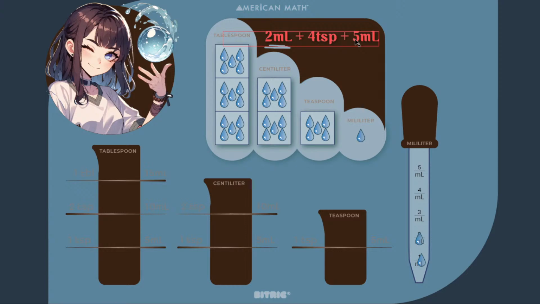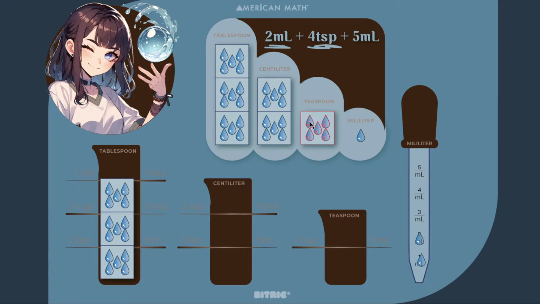But first, we can take a little shortcut, okay? Because we know there's 3 teaspoons in a tablespoon, and here we have 4. So what we can do is go over, drag in our tablespoon beaker. We have 1 tablespoon, which is 3 teaspoons, and then just drag in 1 more teaspoon in the teaspoon beaker to make it 4 teaspoons. Boom. Now we have 5 milliliters.